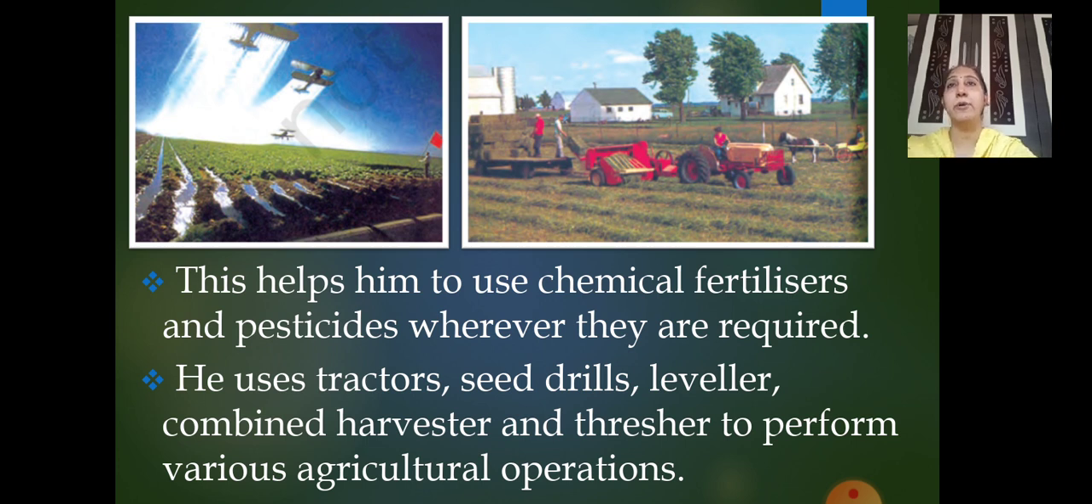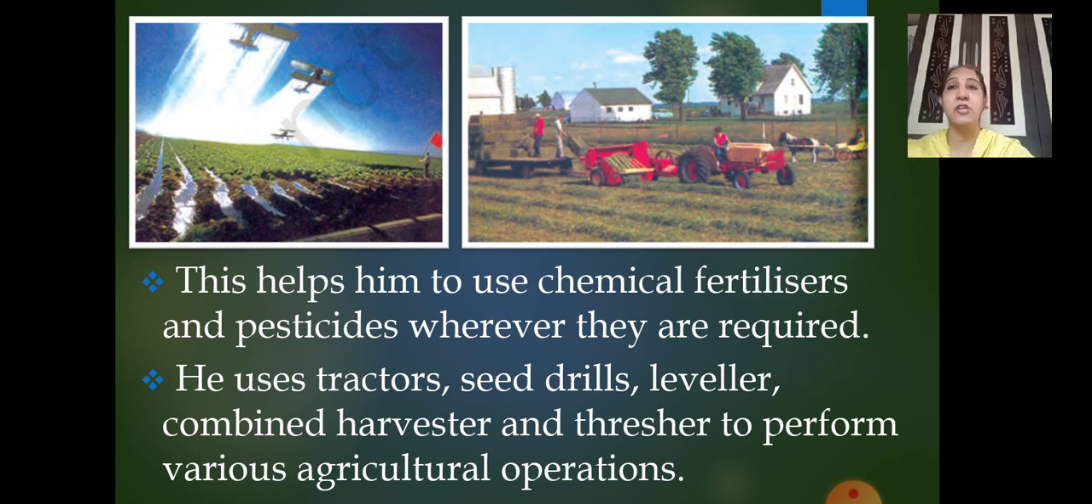And even his computer is linked to the satellite, which gives him a precise picture of his field. It is connected to the satellite. We will see that further, how it is shown to them. Then even he uses tractors, seed drills, leveler, combined harvester and thresher to perform various agricultural operations.